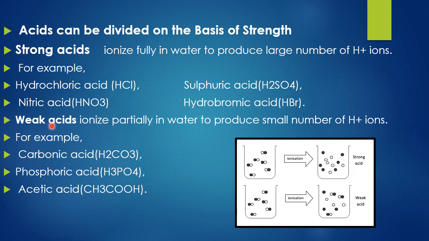While on the other hand, a weak acid ionizes partially in water to produce a small number of hydrogen ions. Examples are carbonic acid, phosphoric acid, acetic acid. These all are said to be weak acids. All your organic acids are weak acids. Here, if you see these molecules, when water is added, only a few of them ionize, and the rest stay in molecular form. So they are said to be weak acids.